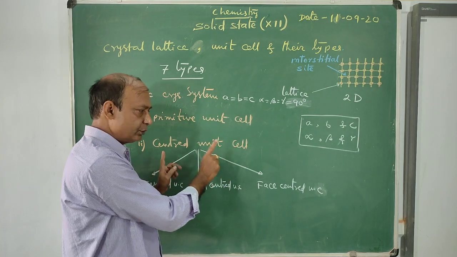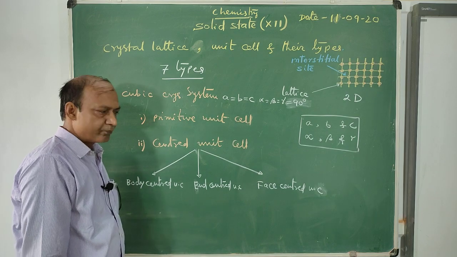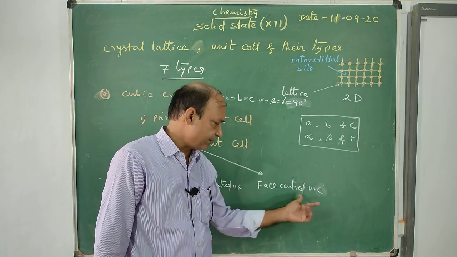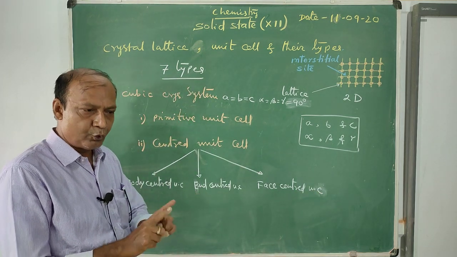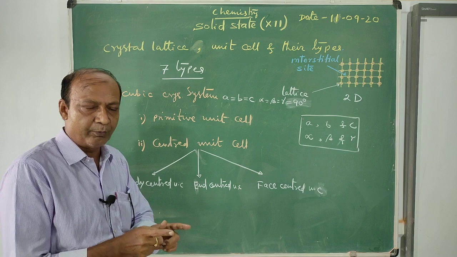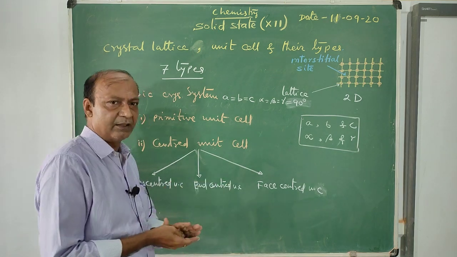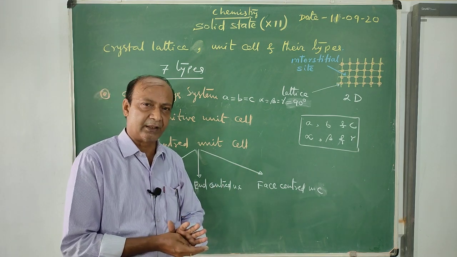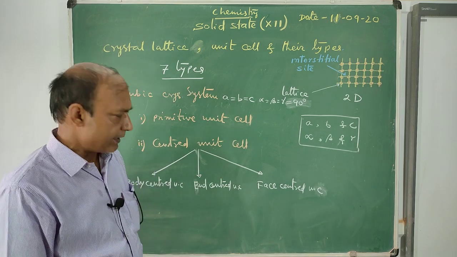In addition, there is a particle at the center of the body. There are particles at the center of each face, that is face centered. There are particles at the center of two opposite faces, a pair of opposite faces. Such unit cells are known as body centered, end centered, face centered unit cells. Let us make it clear with the help of a diagram.